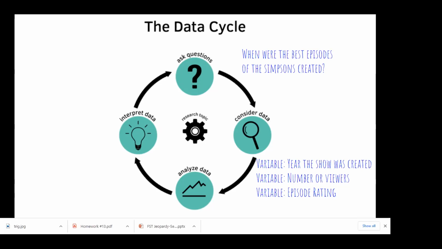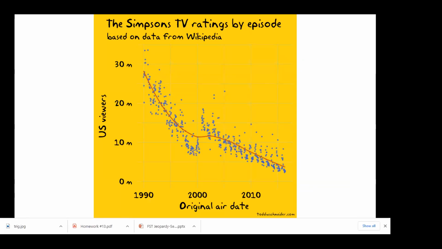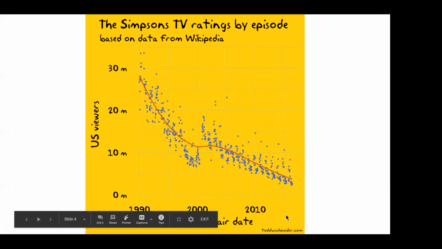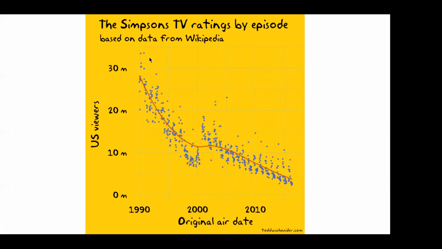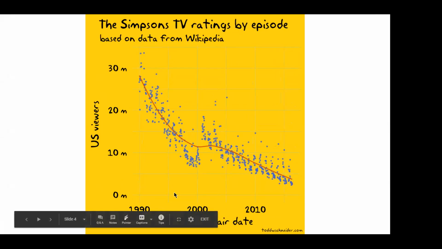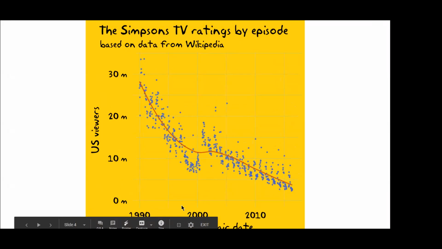Now, let's say I have all this data, I was able to find it online, and I want to analyze the data. So I make a graphic, okay? So here's my graphic. I have a graphic here that shows the Simpsons TV ratings by episode based on data from Wikipedia. So I took my data from Wikipedia, and now I'm taking a look at this scatter plot. It's pretty much a scatter plot.